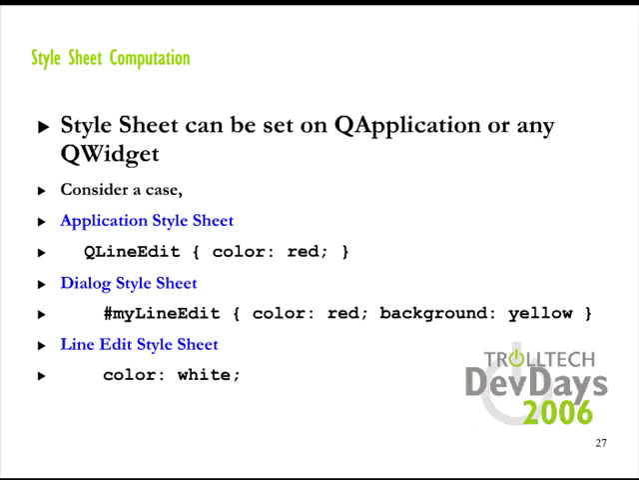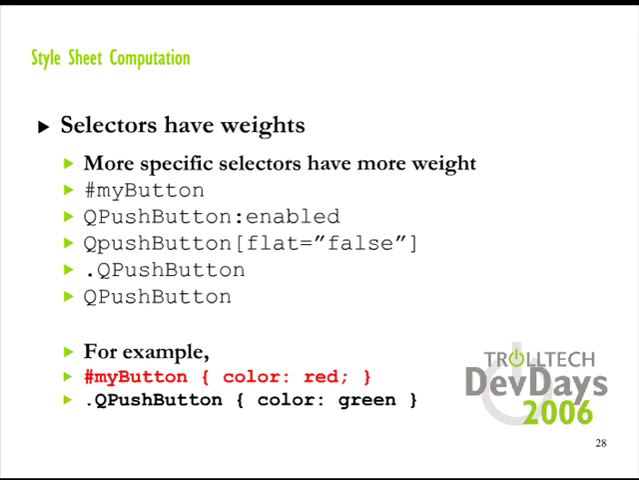So for example, we have the application style sheet, which says QLineEdit, color should be red. We have a style sheet on a dialog, which says that #myLineEdit, color should be red, background should be yellow. And we have a style sheet on the line edit itself, which is the widget itself. How is the effective style sheet computed? I'll explain it in the future slides.